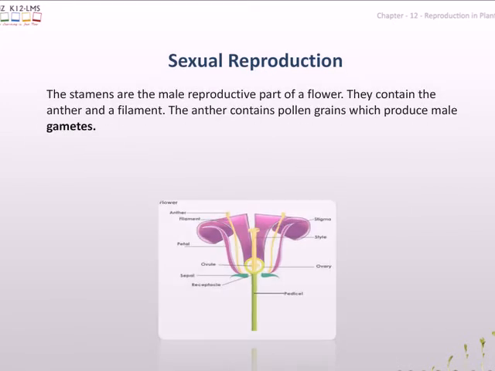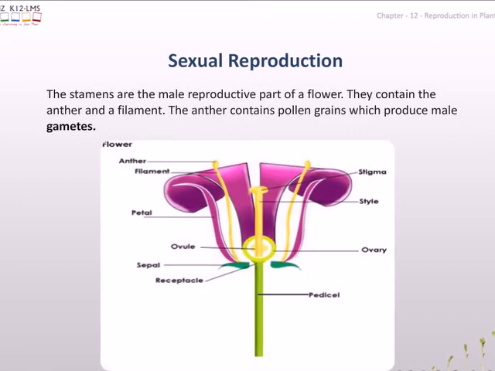The stamens are the male reproductive part of a flower. They contain the anther and a filament. The anther contains pollen grains which produce male gametes.